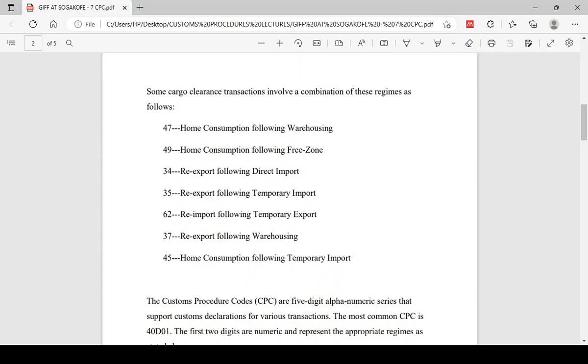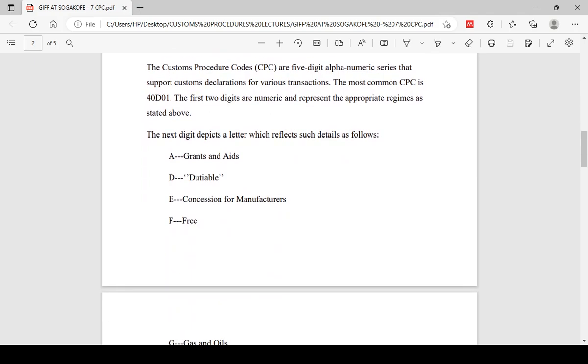Then if we move on, you see that the customs procedure codes specify your intention now, and they are normally a 5-character alphanumeric series. So they are normally two digits at the beginning, the middle portion is always a letter or an alphabet, and two digits will close it. That letter in the middle of the 5-character code indicates the specific intention or the transaction the person wants to undertake with customs.